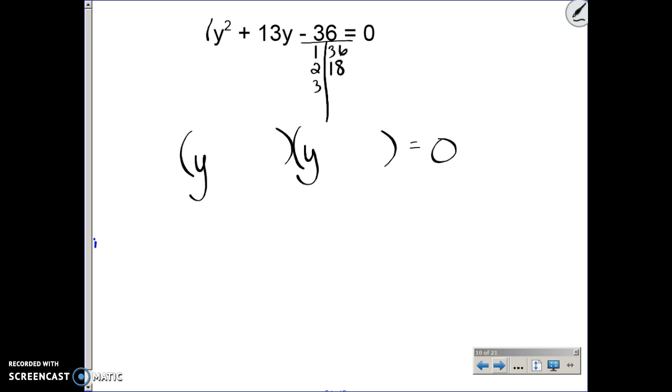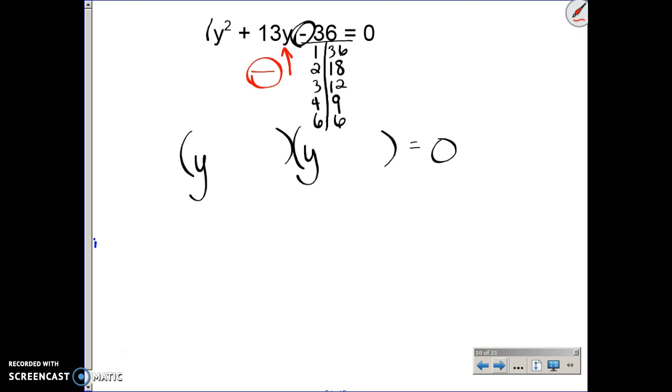2 times 18, 3 times 12, 4 times 9, 6 times 6. Feel free to pause when you need to. All right, check my sign in front. It's a negative, so I'm going to be trying to subtract to get 13. It's going to have to subtract.